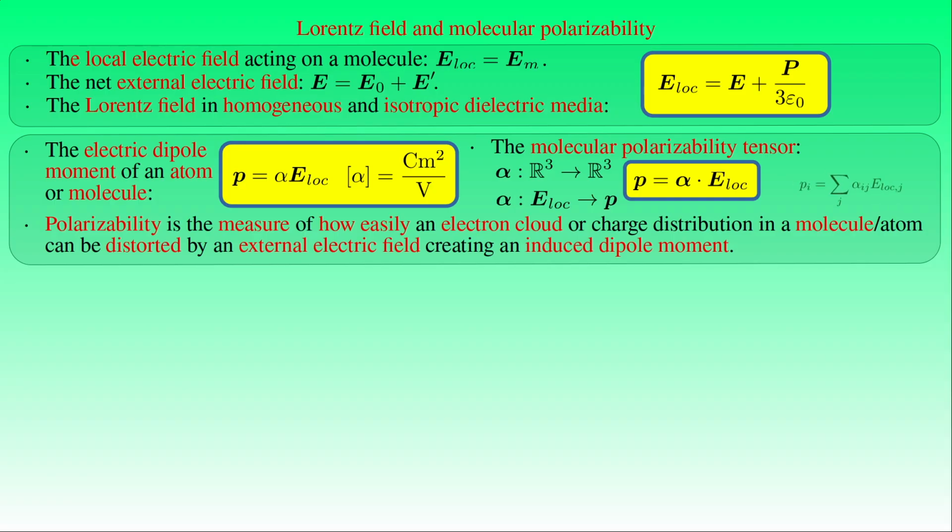In a Cartesian coordinate system attached to the molecule at the given point, the i component of the dipole moment p of the molecule is equal to the sum of the components alpha sub ij of the molecular polarizability tensor, times the j component of the local electric field E loc, for the indices i and j denoting the Cartesian indices x, y, and z.